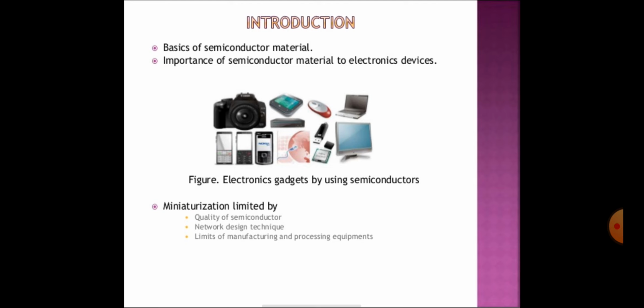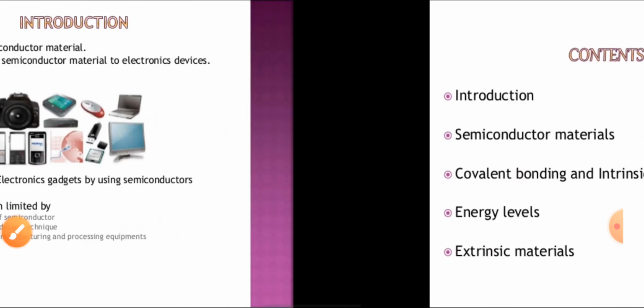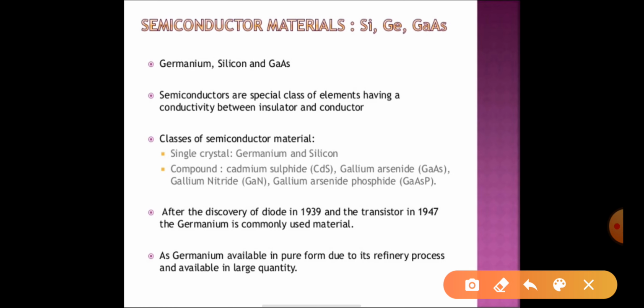Okay, so we'll see next. Normally the semiconductor materials we have are silicon, germanium, and GaAs. GaAs is nothing but gallium arsenide, which is a compound. Semiconductors are a special class of element whose conductivity lies between insulator and conductor. The classes of semiconductor material are single crystal and compound.